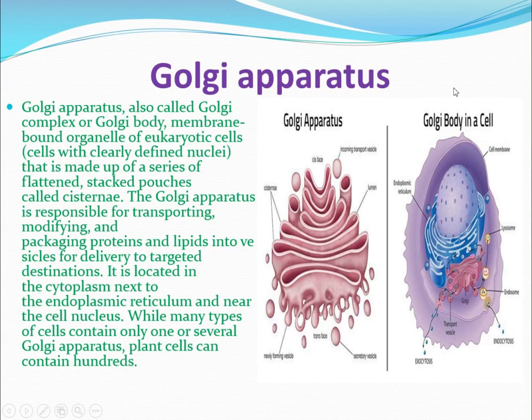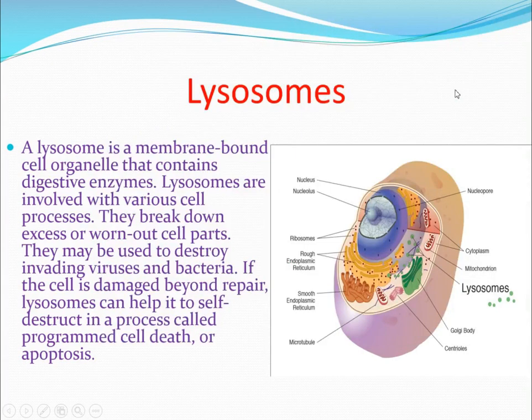So, let's move to the next part of the cell, lysosomes. Lysosomes contain digestive enzymes. The energy which is being produced is produced by different kinds of reactions by different kinds of enzymes. All these enzymes are contained inside the lysosomes. Now, a lysosome is bounded by a membrane.